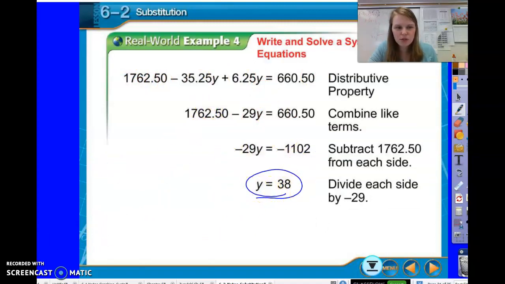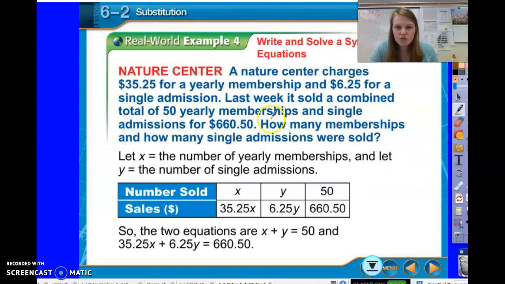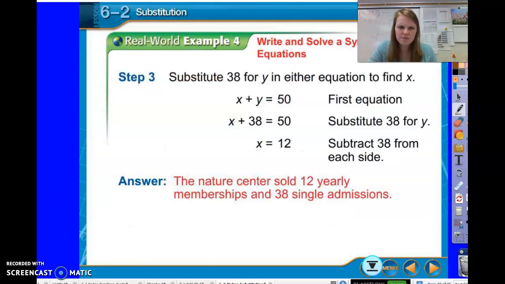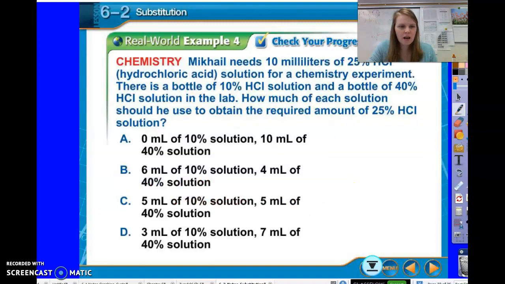Now let's think back to our original equation. Our original equation said x plus y gives you 50. Well, we now know that y is 38, right? So what's x? x plus y equals 50, so x is 12. Now that we've got that, you've got your answer. y equals 38, x equals 12. So 12 yearly, 38 single admissions. We are done.